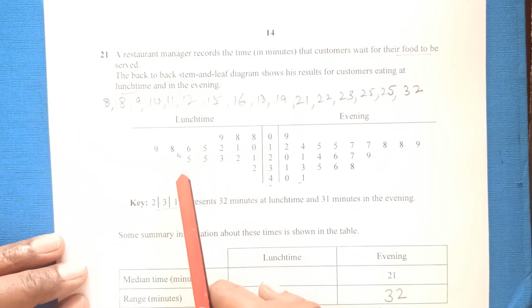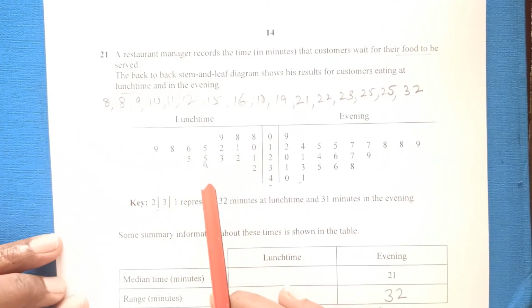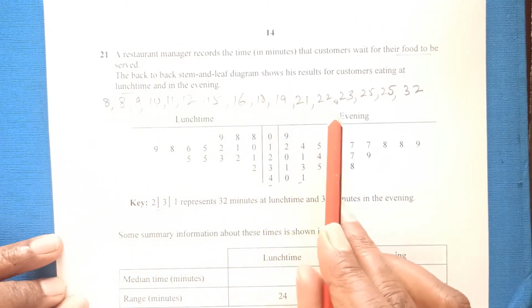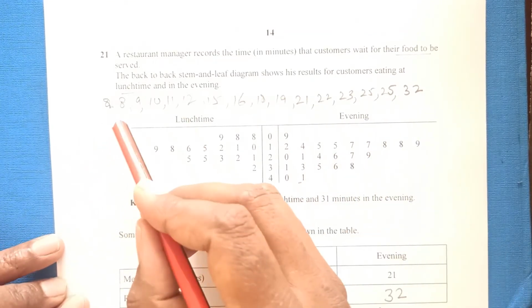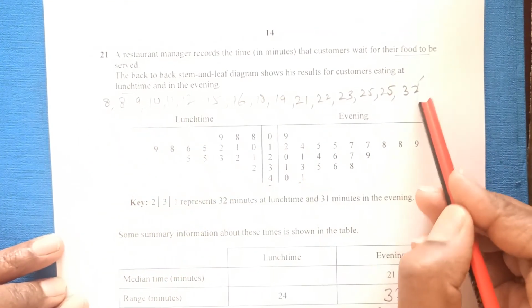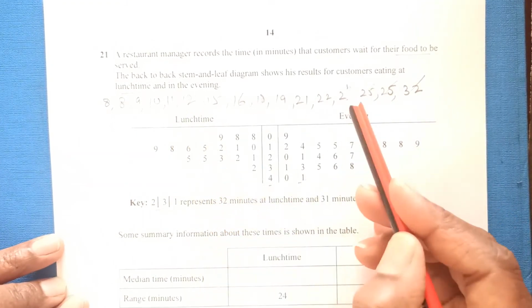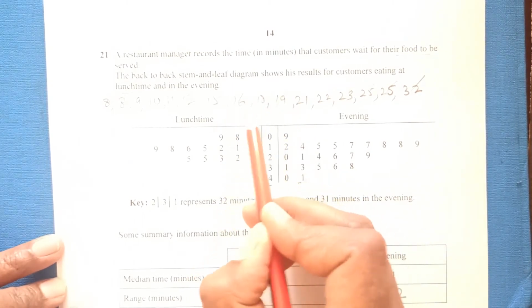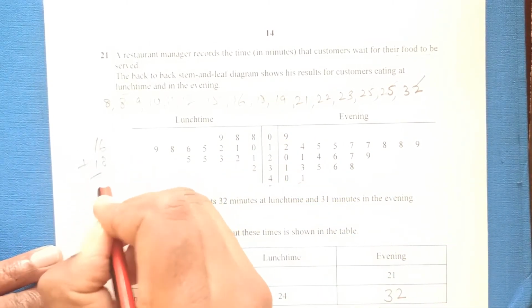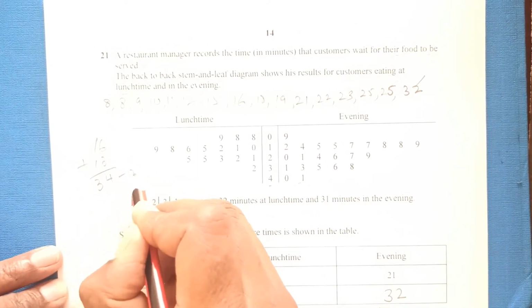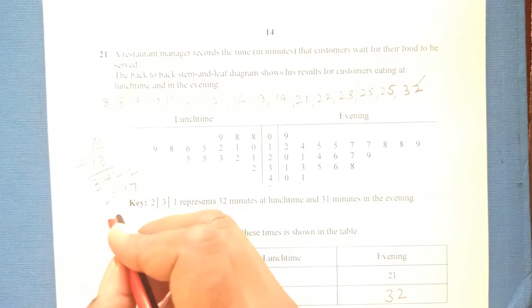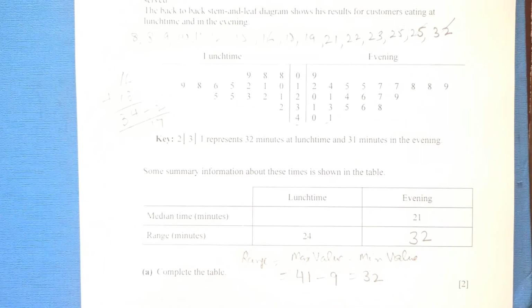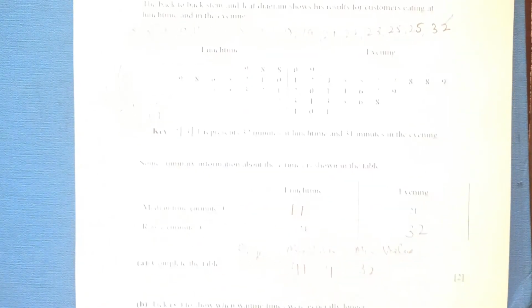1, 2, 3, 4, 5, 6, 7, 8, 9, 10, 11, 12, 13, 14, 15, 16. So we can take the middle values, striking off from both ends. Now we are left with 16 and 18. 16 plus 18 is 34, divided by 2. So the answer is 17. So the median value here is 17.